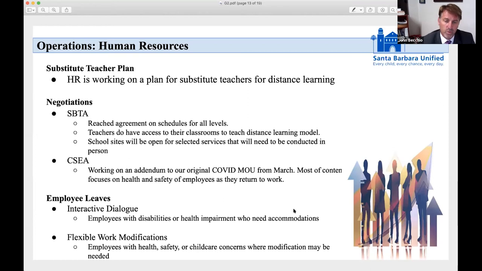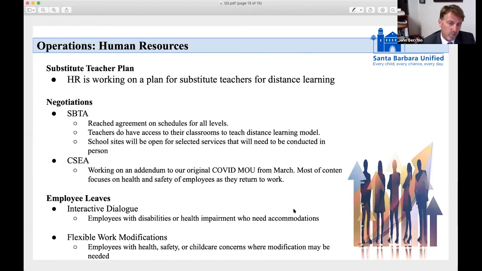And then there's a flexible work modification meeting that we can also have when it's an employee that may have childcare issues, or a family member they take care of who is high risk for COVID. So those are some of the examples, and we work through what those modifications might be. So those are the HR updates.